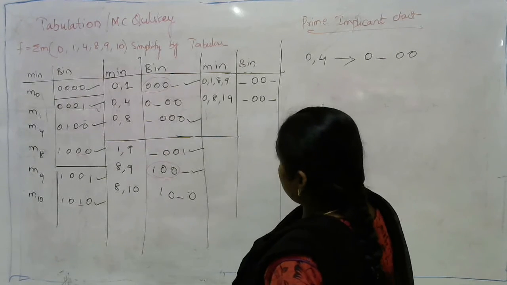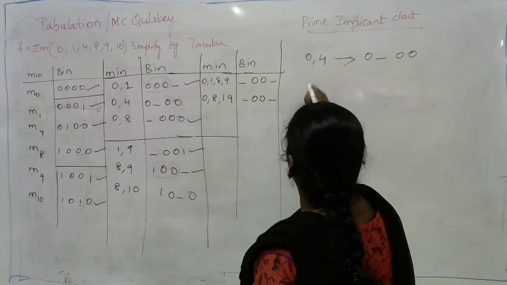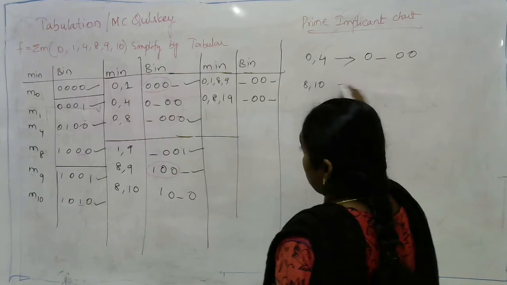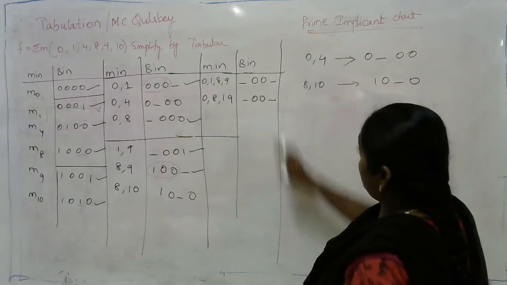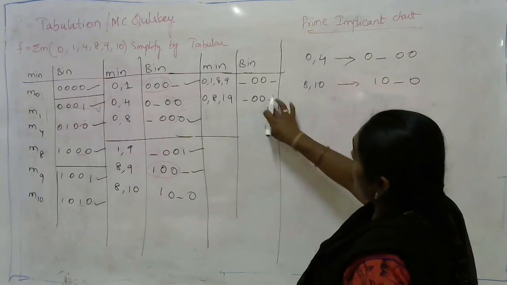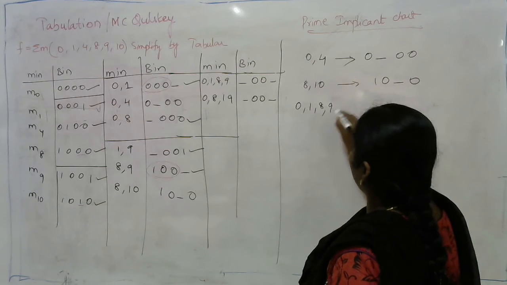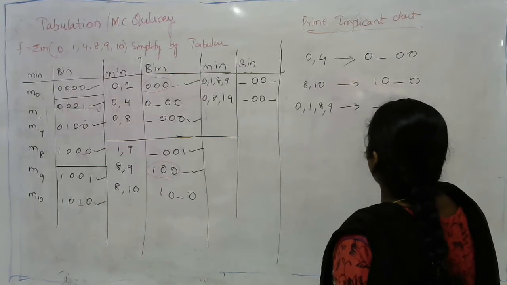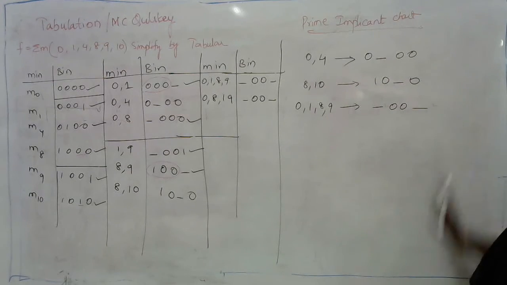And the next is, there is a tick mark for 0 comma 8 and there is no tick mark for 8 comma 10. The corresponding is 1 0 dash 0. Similarly, there is no tick mark for this one; as both these are one and the same, you can write it down only once, that is 0 1 8 9, which is dash 0 0 dash. So this is the prime implicant.